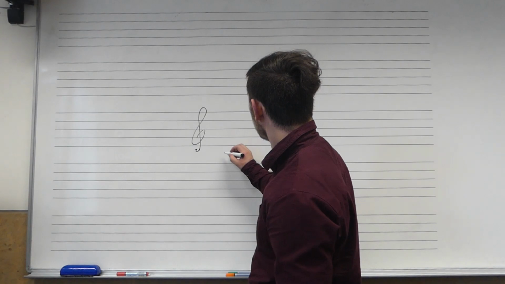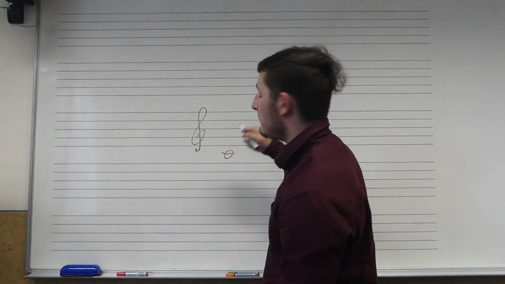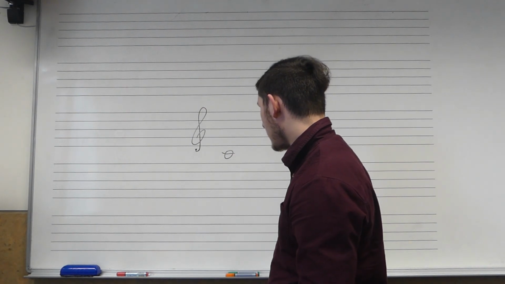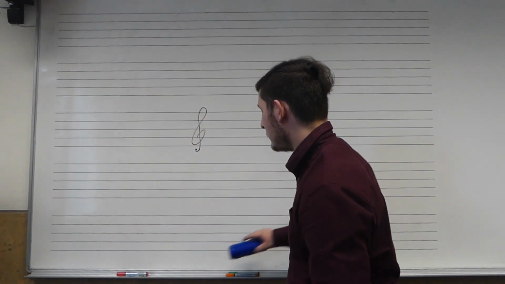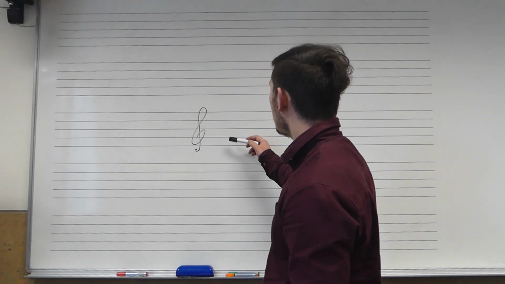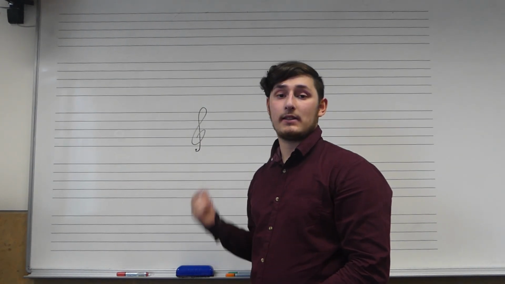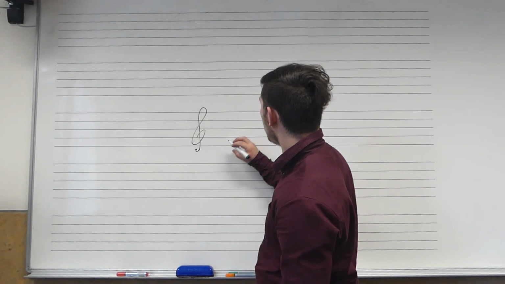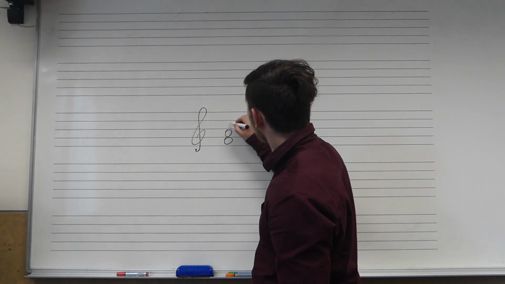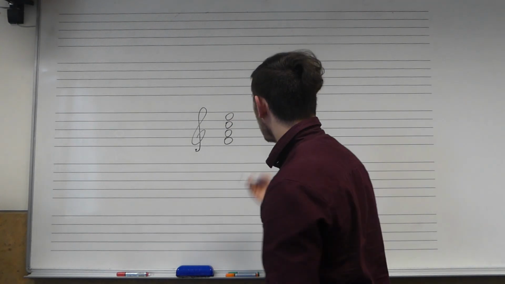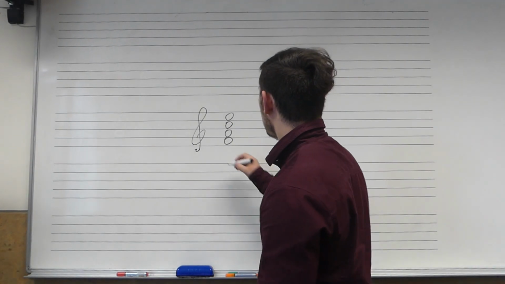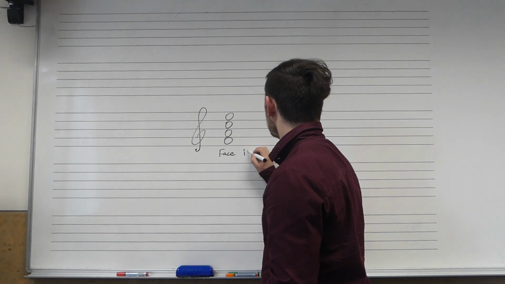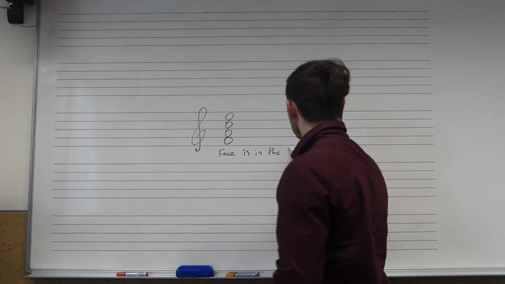See, this is the treble clef and this is middle C. Now, I'm going to teach you a couple of mnemonic devices to help you identify the notes in between the stave. So, first off, we have the notes that are in the spaces. So, an easy way to remember that is FACE is in the space.